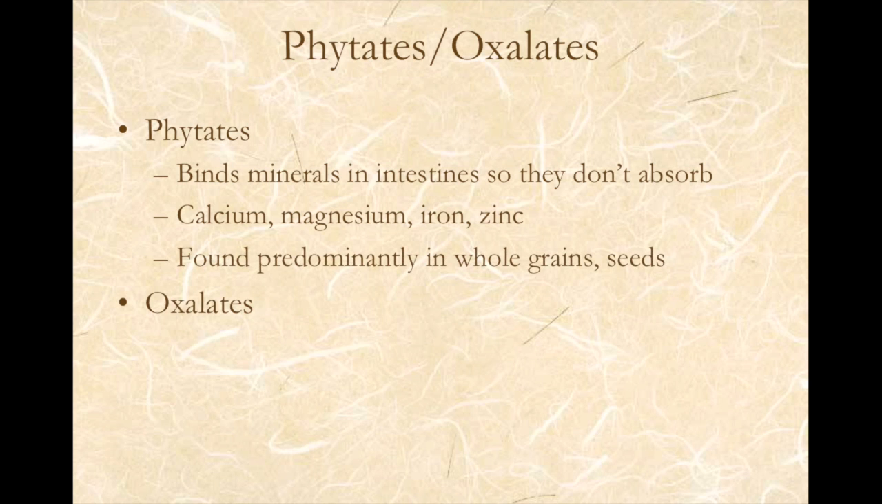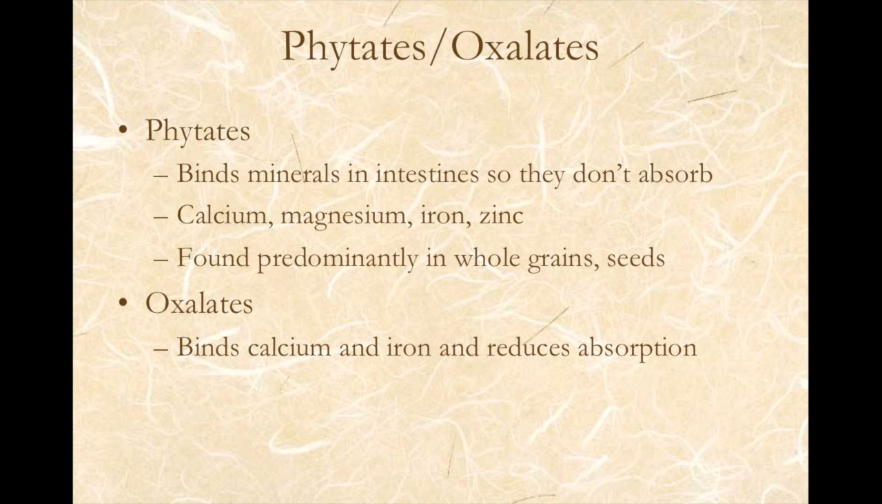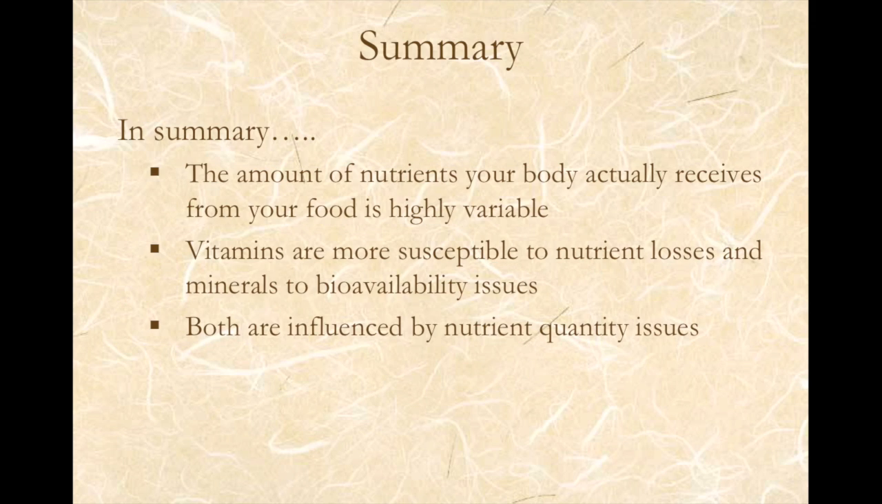Then we have oxalates. This is a different binding chemical. And oxalates bind with calcium and iron in certain foods, not all foods, but certain foods, and reduce absorption. So where we see oxalates is largely in many of your green leafy vegetables. Now, some of your green leafy vegetables are high in oxalates, some are relatively low. But for example, spinach has quite a bit of calcium in it, but it is not a great source of calcium because of the oxalates. We still get quite a bit of iron from spinach, but the oxalates do interfere significantly with calcium. So that would be an example.